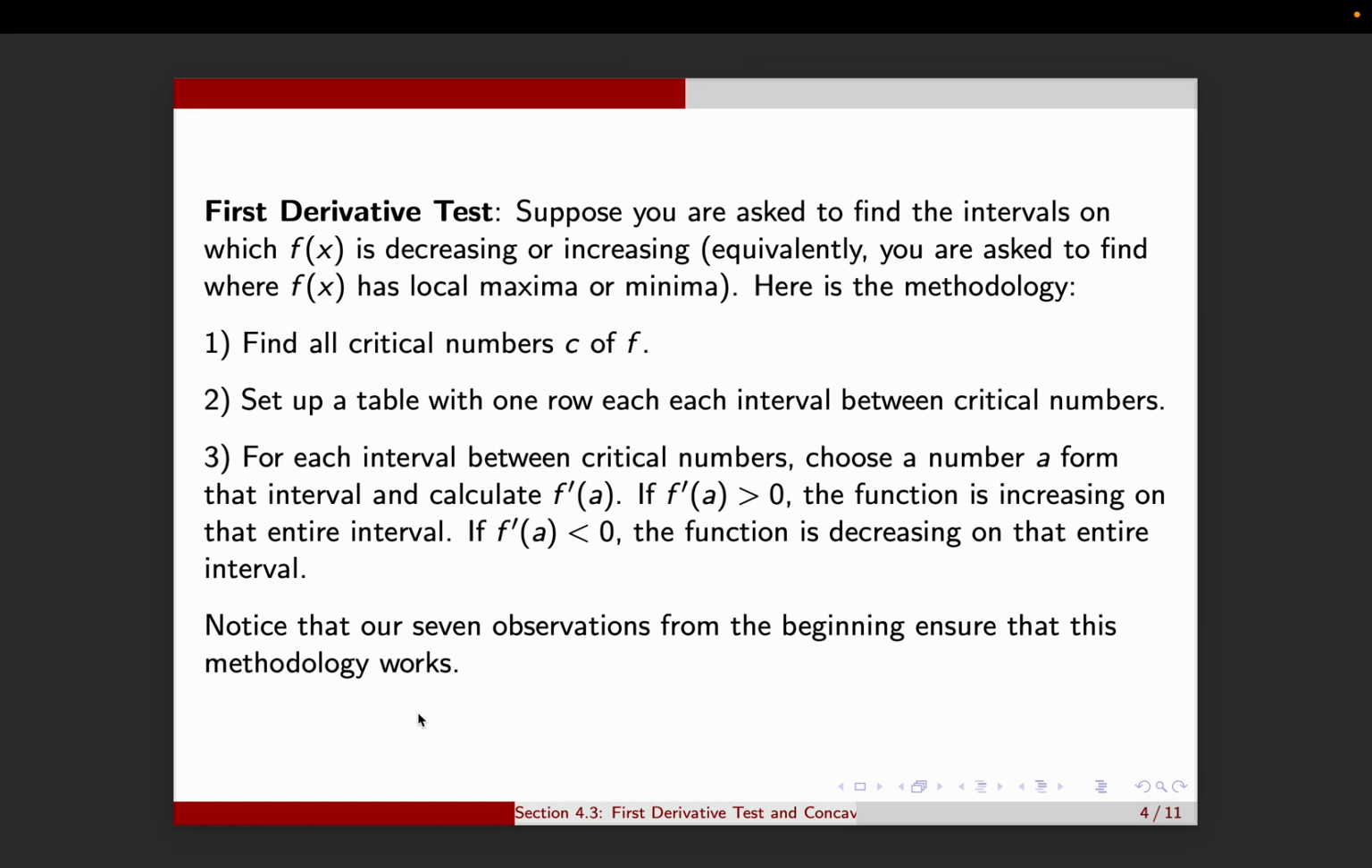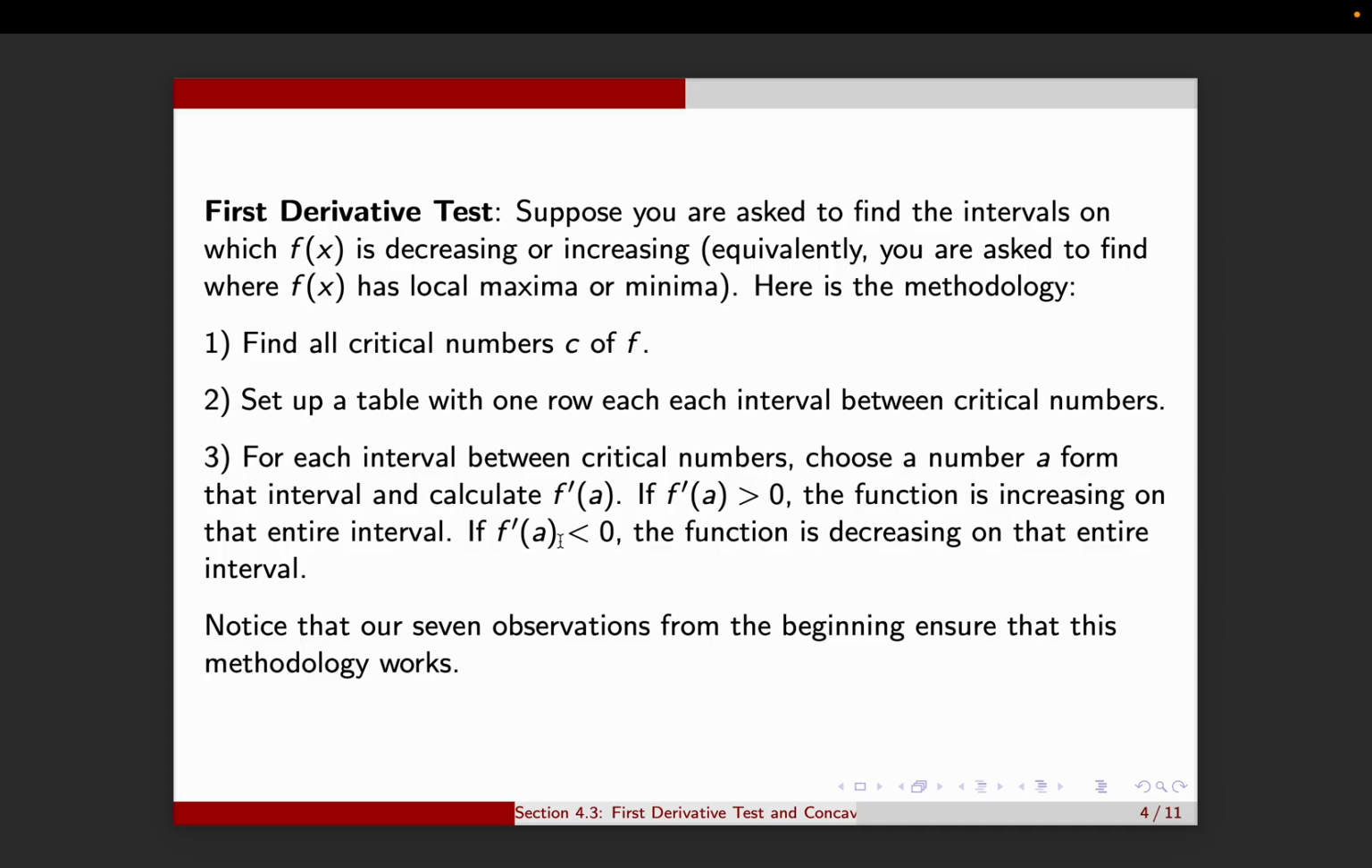Okay, so the first derivative test is designed to think about whether a given spot on a graph is a max or a min. And here's the methodology. You first find all critical numbers of the function. The reason you do that is because if you are looking for a max or a min, the only possible places such a thing could occur is at a critical number. Either your derivative is 0 or undefined at a max or a min, so you need to look for critical numbers. You then set up a table with a bunch of information in it, so I'll show you how this works in a second.